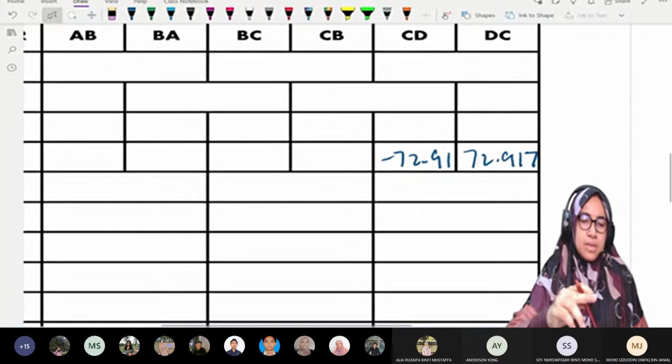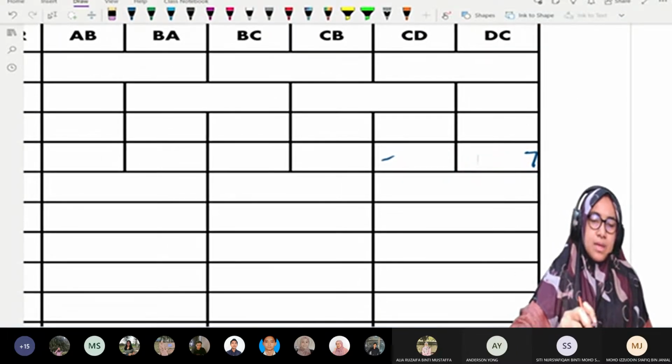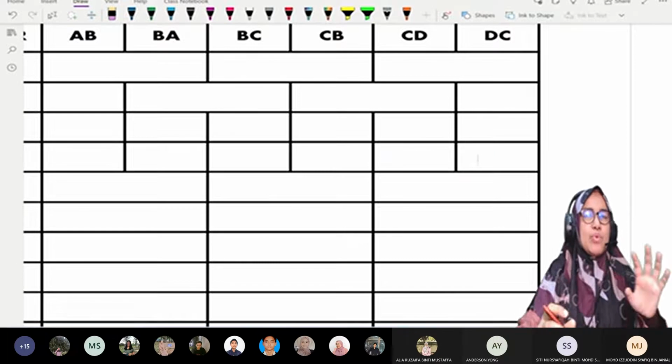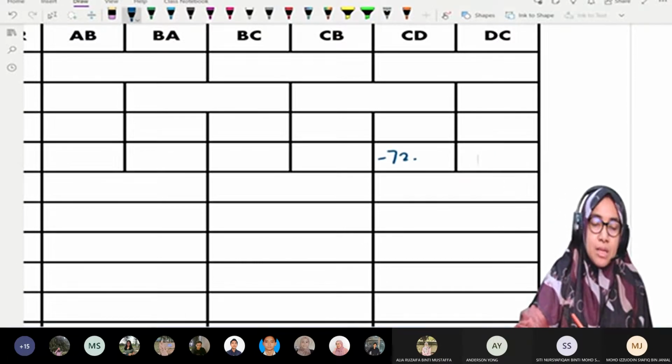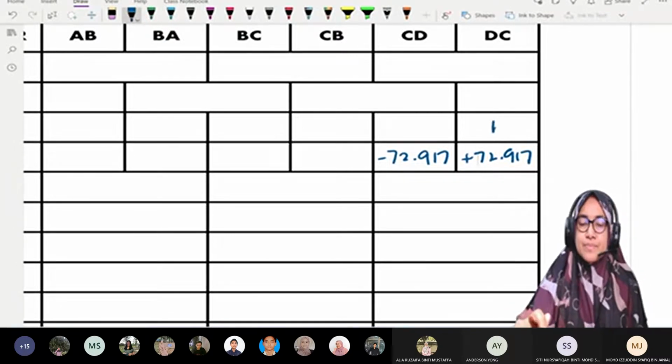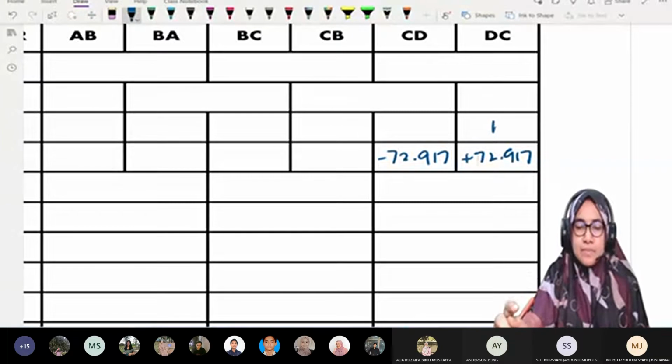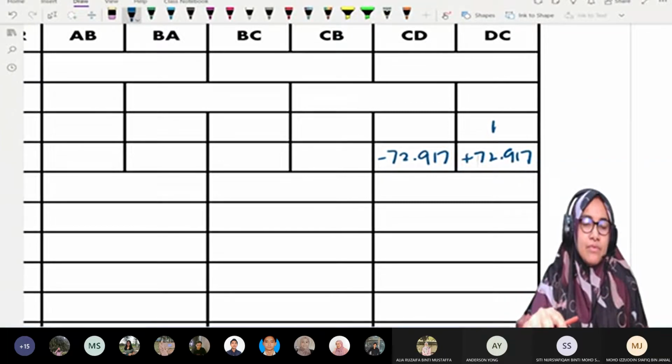Okay, I want to show to you the difference between dua-dua tu. 72.917, yang ni positif, 72.917. Distribution factor yang atas ni 1. Okay, distribution factor.